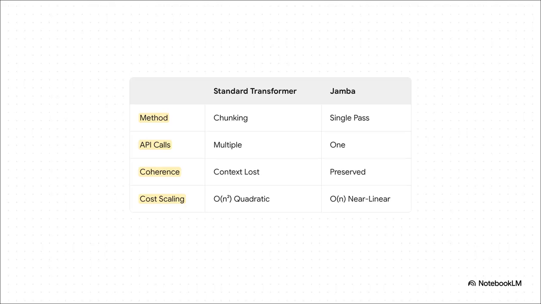So let's just put it side by side because this really says it all. The old way: multiple API calls, messy code to manage chunks, guaranteed context loss, and a cost that explodes quadratically. The Jamba way: one single pass, one API call, perfect context preservation, and a cost that scales pretty much linearly. From an engineering standpoint, it's just a fundamentally better, cleaner, and more powerful approach to the problem.